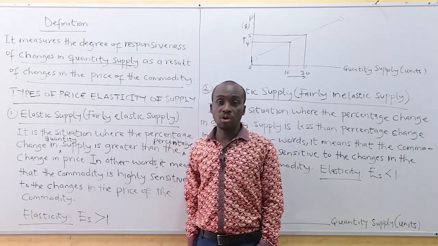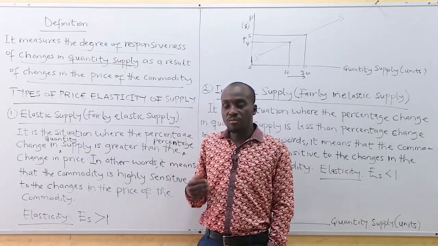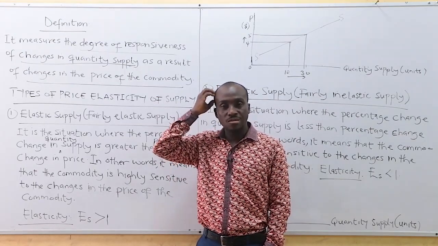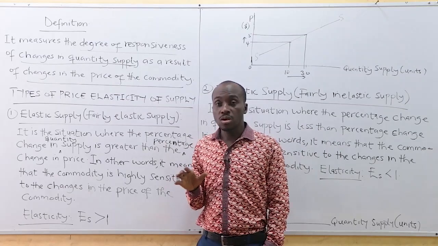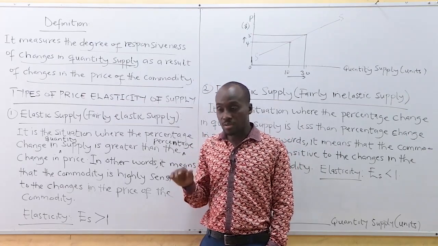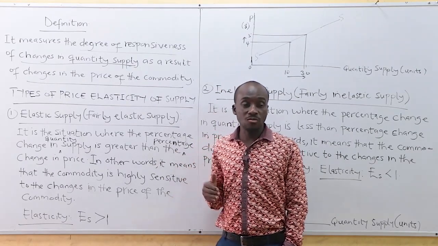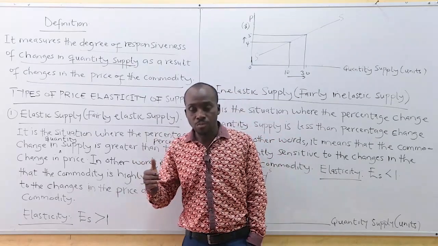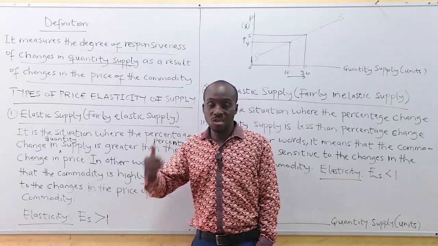So if I'm supplying a product and now the price changes, what will be my response? We know already from lesson 8 that price and supply have a positive relationship. When price goes up, supply goes up. When price comes down, supply comes down. In this lesson, what is it adding to what we know already? It's giving us the magnitude to which you increase or decrease your supply when price changes.